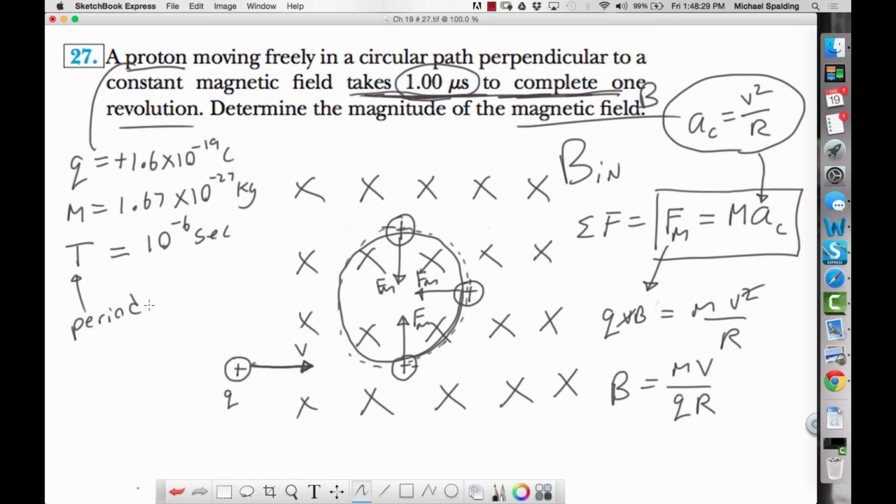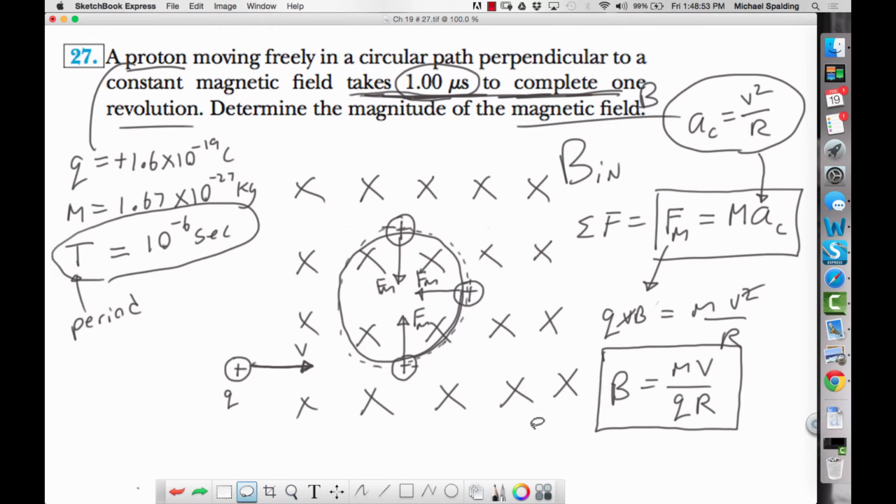All right. We need one more equation. Because at this point, can we solve for magnetic field? We've kind of hit a point where we're stuck. How do we work the period into it? And what else are we missing? Do we have the radius? Nope.